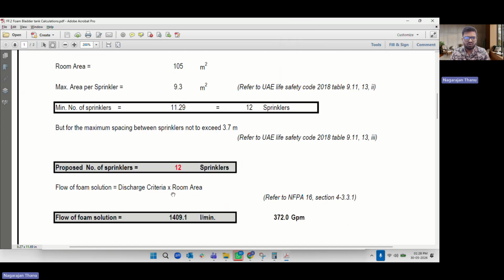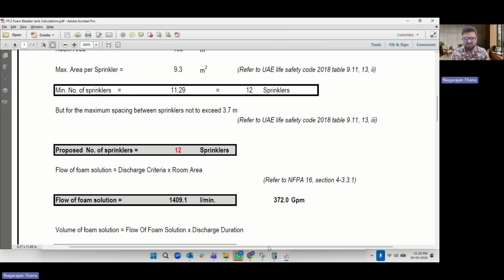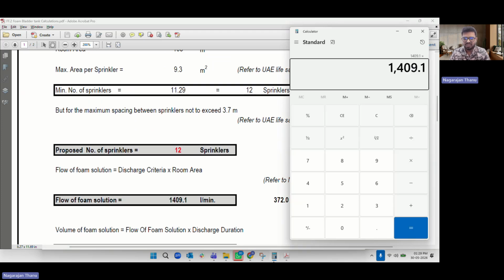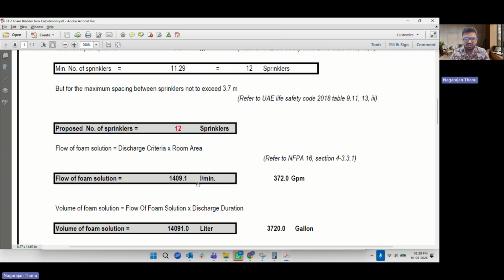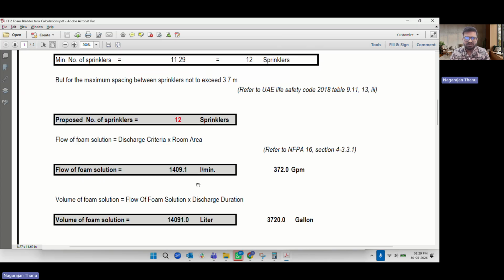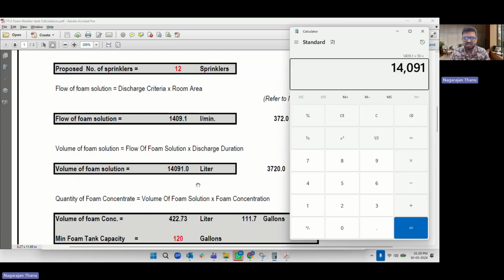Now, with this flow I need to find out the volume, how much volume of foam I need. So this answer I am going to multiply with the discharge duration, that is 10 minutes. So I need 14,091 liters of foam solution for my project. Then I need to find out the quantity of foam concentrate. I told you the concentration, I need to consider 3%, so that much concentration I need to consider.